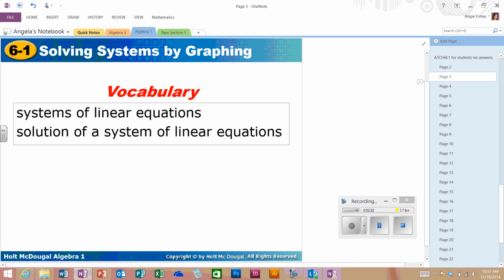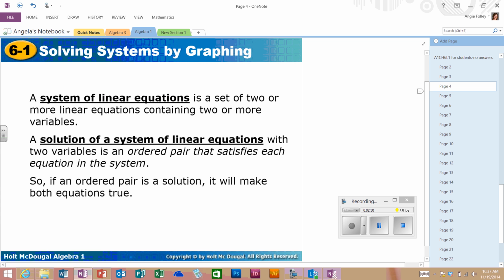Okay, the main vocabulary words you need to understand if you hear them are systems of linear equations and then the solution of a system of linear equations. So here's our definition. A system of linear equations is a set of 2 or more linear equations containing 2 or more variables. So it's basically 2 equations or more, we could have 3, that have 2 or more variables. So like x and y, x, y, z, stuff like that.